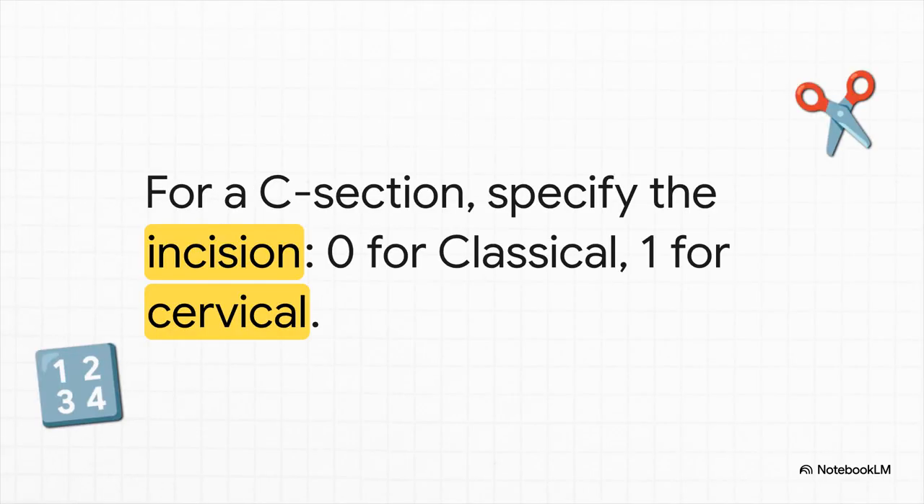Take that C-section extraction we were just talking about. Your 7th character qualifier actually has to specify the exact type of incision. You can't just slap a generic C-section code on it. You've got to be a detective. You read that op report and ask, did the surgeon make a classical incision? Well, that's a 0. Was it a low cervical cut? That's a 1. You have to hunt down those details.